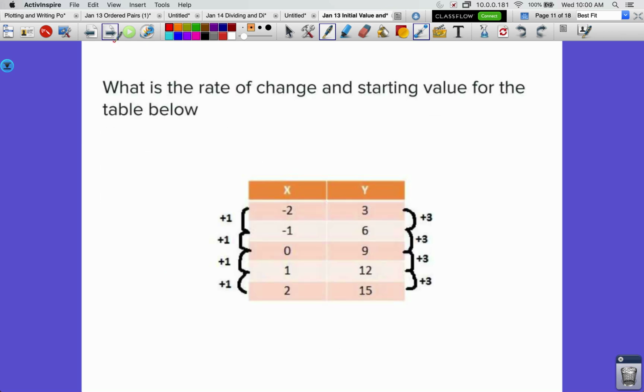All right, what is the rate of change in starting value for this table? So this is our rise. This is our run. So rise over run equals 3 over 1 equals 3. Starting value, I just told you it's the number across from 0. So this is our b value. We're going to start using b for starting value.